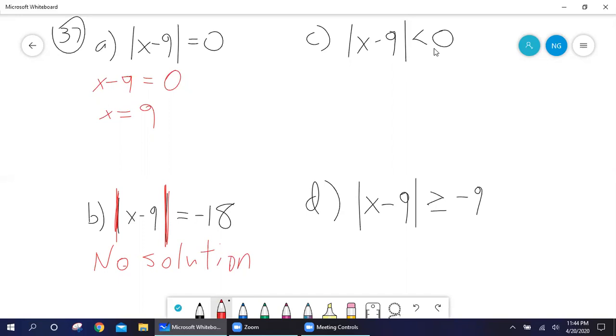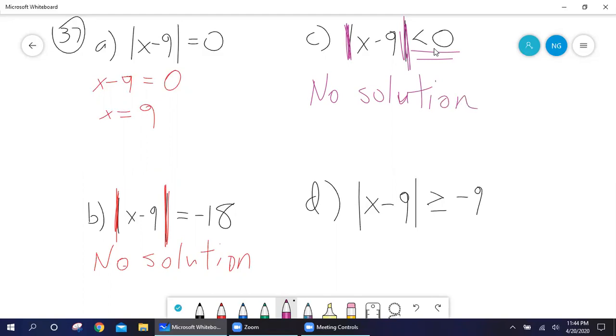On letter C, kind of a similar idea here. The absolute value of something, it doesn't matter what it is, it's saying is smaller than 0. Well, being smaller than 0 is being negative. We still cannot do that. Again, this is no solution.